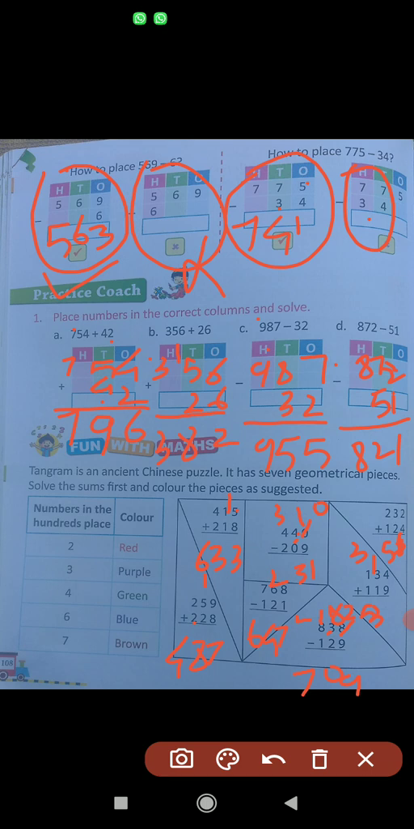Okay. After solving, we have to see the color code numbers in the hundreds place: 2, 3, 4, 6 and 7. See the answer and see the hundreds place, and then color the number. Okay, see in which answer 2 comes in the hundreds place.